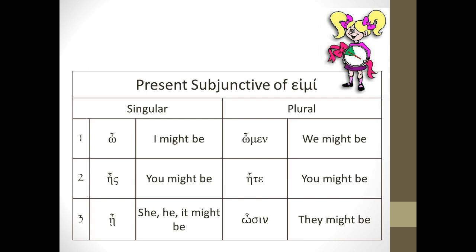Looking on the screen, you see we've got o, es, e, omen, ete, osin. These are forms of the subjunctive of the verb to be, that is eimi, that can appear on their own. So if you just had o there, it would be I might be, or es, as you see it there in the second person, it would be you might be. He, she, or it might be; we might be for omen; ete, you might be; or osin, they might be.